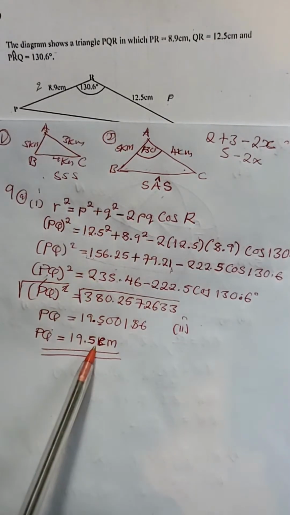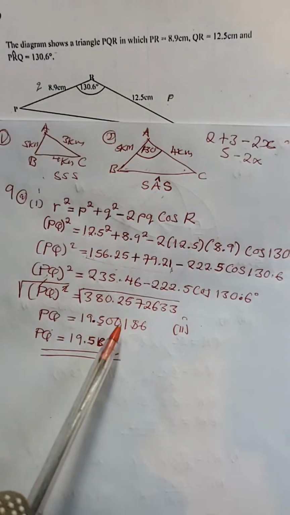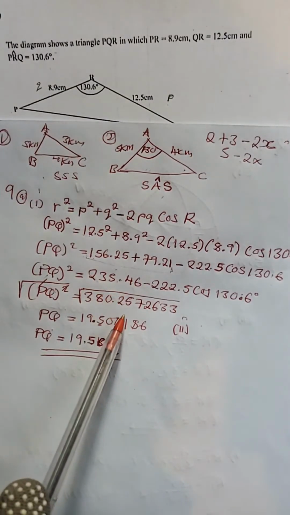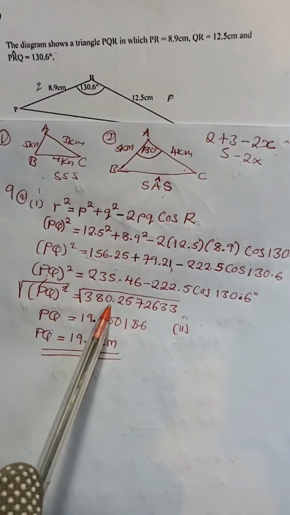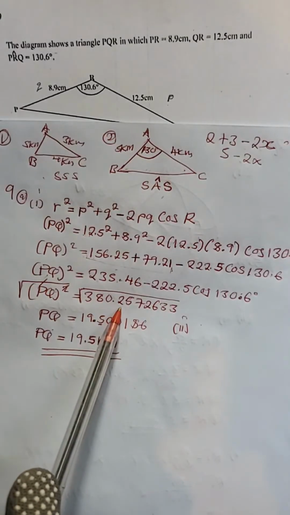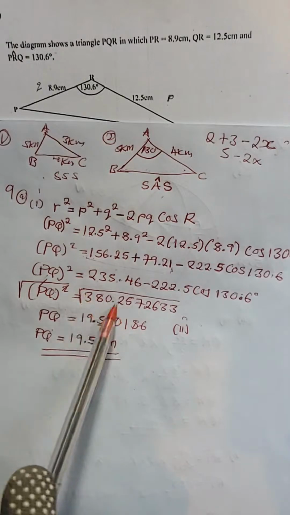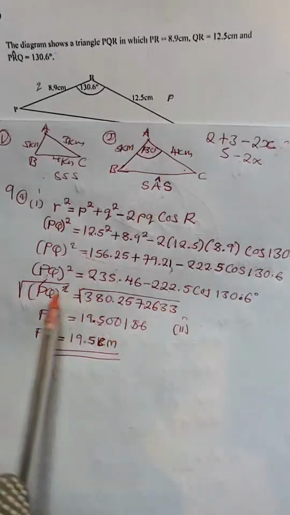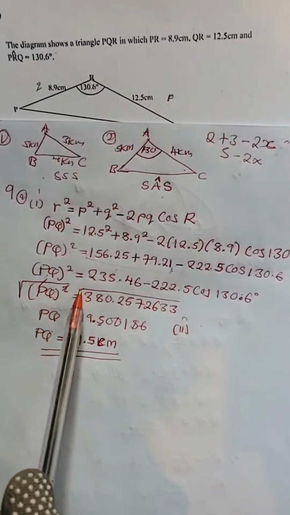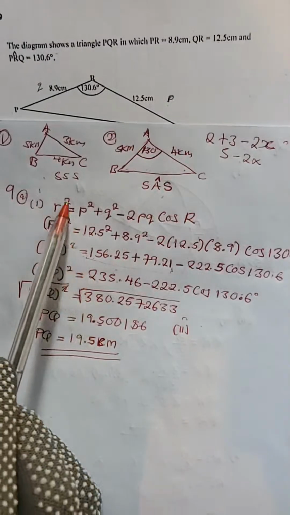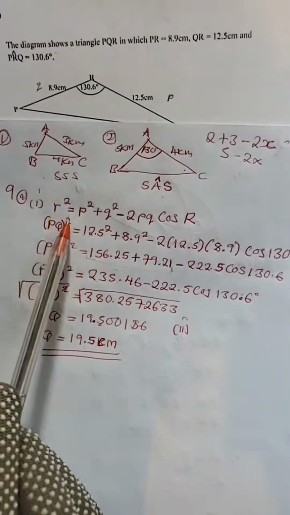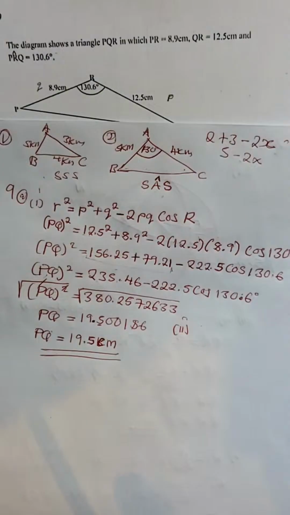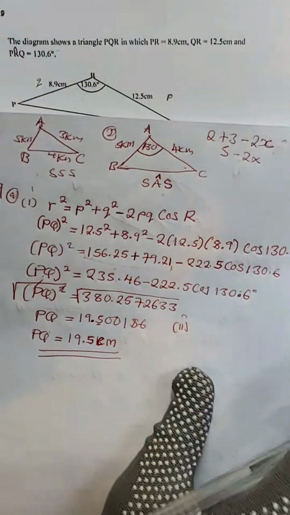Because 19.5 squared will give you approximately 380, not 235. So the answer will be this one. And this is a wrong answer if you just leave it as PQ squared. The formula is squared. Just know that every time you're dealing with this question, you're going to square root at some point. I think I've made that clear, I've answered your question.